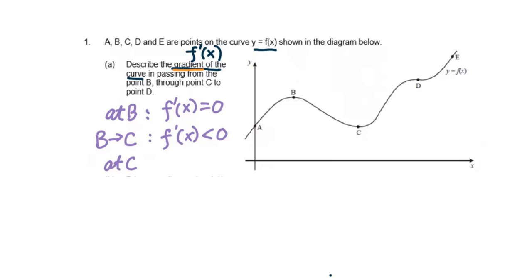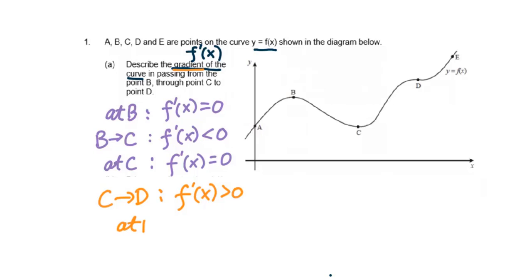At C, this is a relative minimum. Therefore, your derivative equals 0. Then from C to D, since the graph is increasing, the derivative of f of x is greater than 0. At D, this is a stationary inflection point. Therefore, you will get the derivative equal to 0.